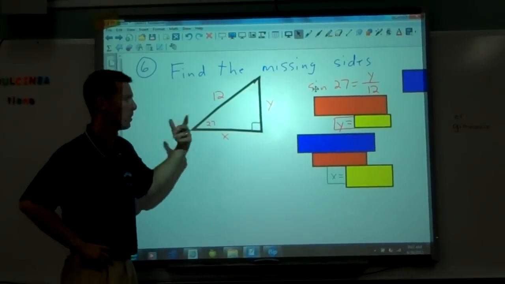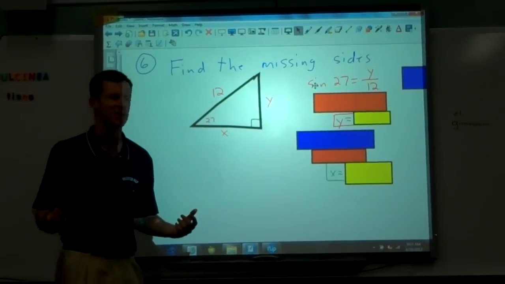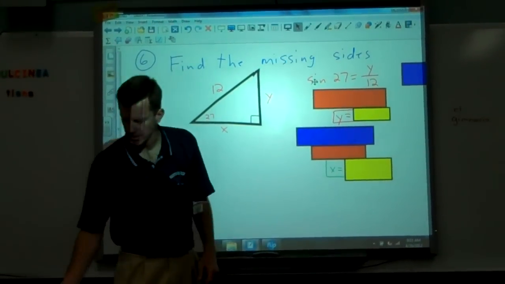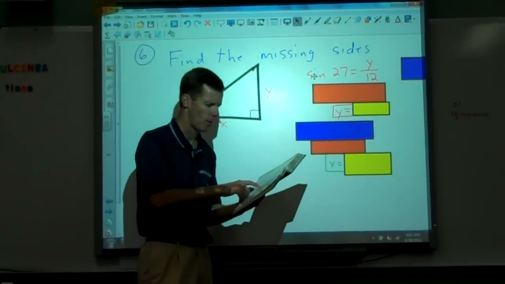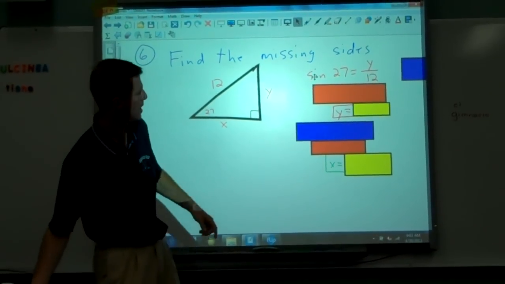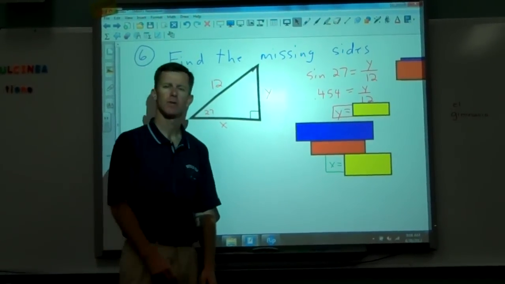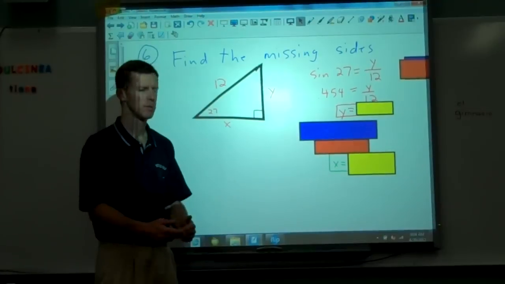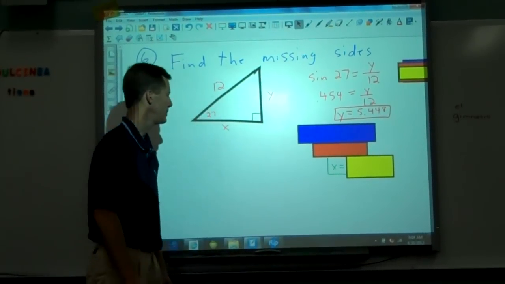Okay? Well, what's the sine of 27? Oh, well, you can calculate that, can't you? You can look on your chart under 27. So you go down to 27. You see that the sine is 0.454, approximately. And now it's just a matter of solving for y. Cross multiply, and you get your answer. Okay? Go ahead and do x.